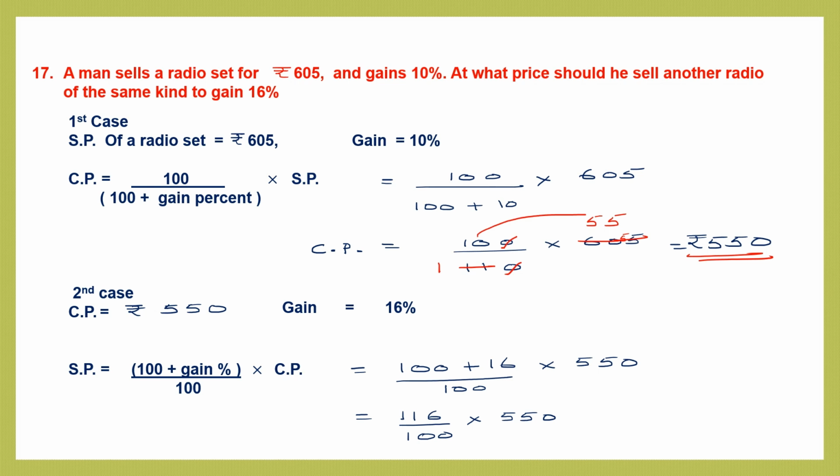Let's simplify this. Cancel 1 0 here. Now 55 and 10 can be divided by 5. 5 11s are 55 and 5 2s are 10. I can cancel 116 and 2. 2 1s are 2. 2 5s are 10. 2 8s are 16. Now multiply 58 into 11 to find the selling price, and that will be rupees 638. So we have found the selling price, and that is 638. So if he has to sell another radio and get 16% profit, he has to sell it at 638 rupees.